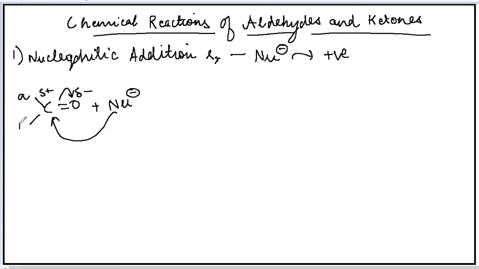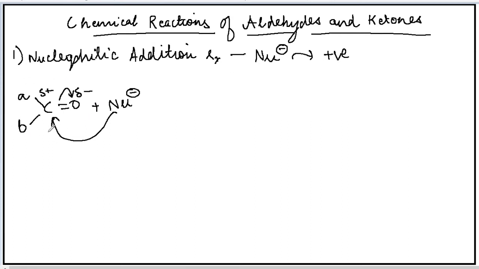So let's say A and B are the groups. If one of them is hydrogen and one of them is an alkyl group, then it will be an aldehyde. And if both A and B are alkyl groups or aryl groups, or I can say carbon-containing groups, then it will be a ketone. So I am taking this common compound, which can be either an aldehyde or a ketone.